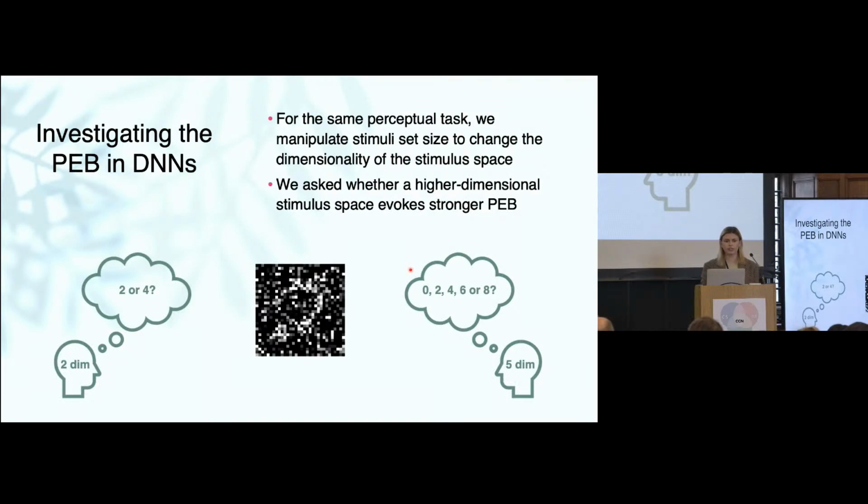Then we decided to test it empirically on neural networks. For the same perceptual task, we decided to change the dimensionality of the set to see what happens as we manipulate dimensionality. You can imagine the same task, recognizing digits like here. You should say that this is 2, but sometimes you can be in two-dimensional space when you're wondering, is it 2 or is it 4? And another time you might be in 5-dimensional space, wondering which of, let's say, all even digits this is. So we expect that being in higher dimensional space, even if you have the same task, creates this positive evidence bias.